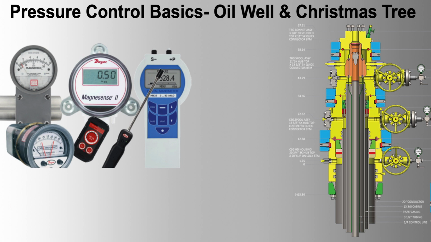Operations. 1. Instrumentation selection. Accuracy and precision: instruments with high accuracy and precision are crucial for detecting small pressure changes. Range: ensure instruments can handle the expected pressure range, including transient pressures during drilling, completion, and production. Durability: instruments must withstand harsh downhole conditions, including high pressures, temperatures, and corrosive environments.